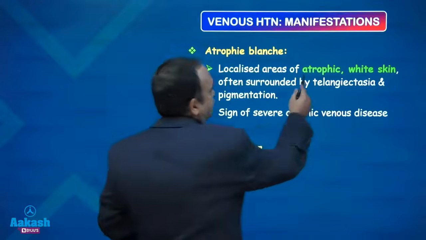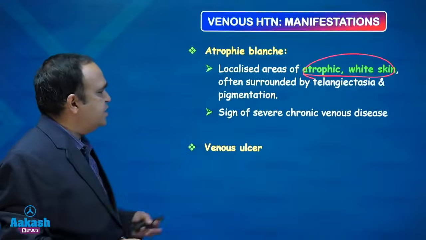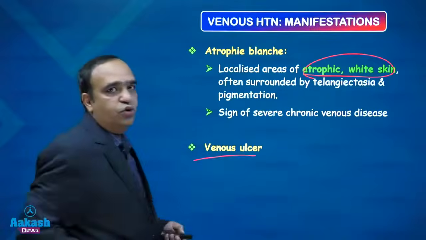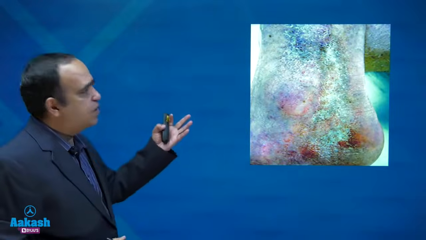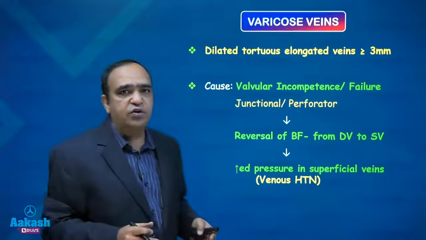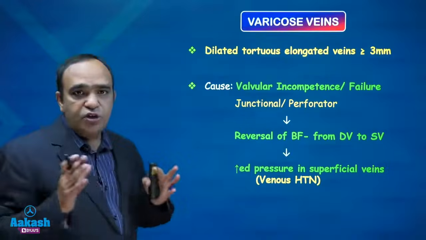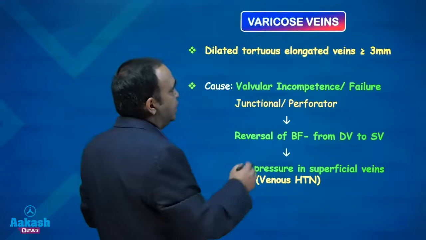Atrophy blanche is atrophic white skin surrounded by telangiectasia, again a sign of severe chronic venous disease. And as I've already shown you, the last is venous ulcer. This is a whitish appearance around the ankle. This is atrophy blanche, right? Now we come to varicose veins proper. As I have told you, by definition, they are dilated, tortuous, elongated veins more than or equal to 3 millimeter.